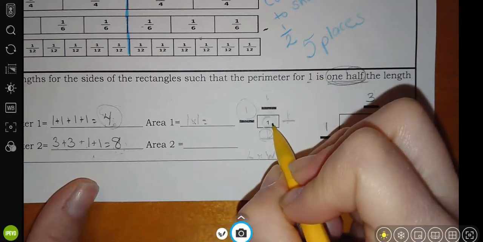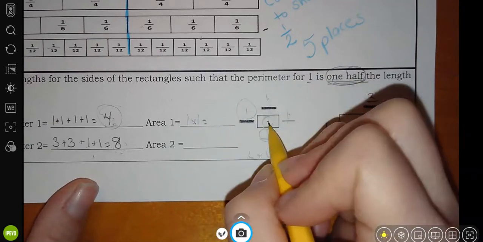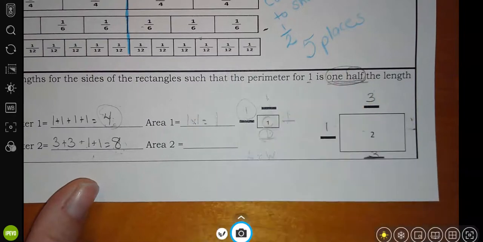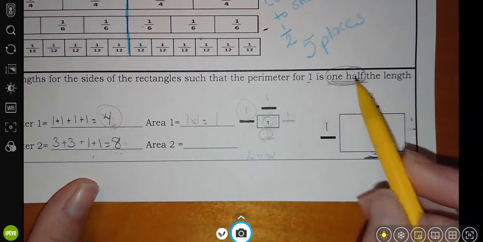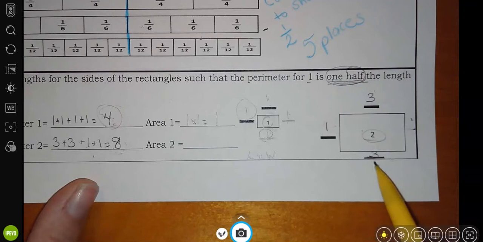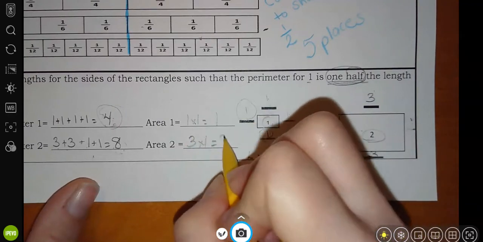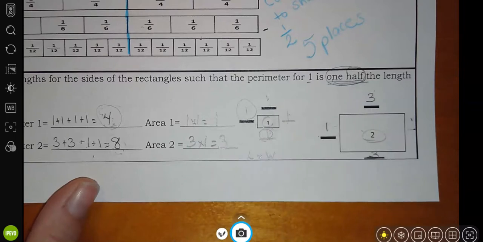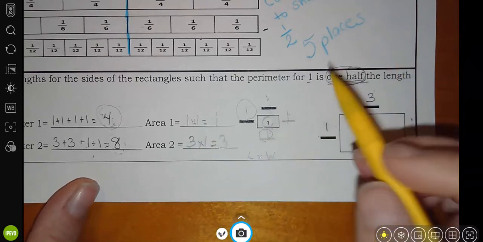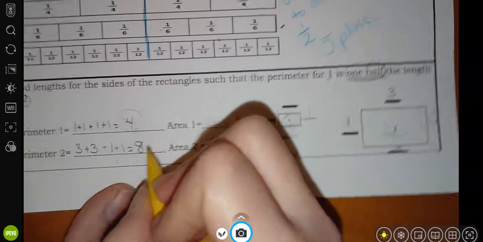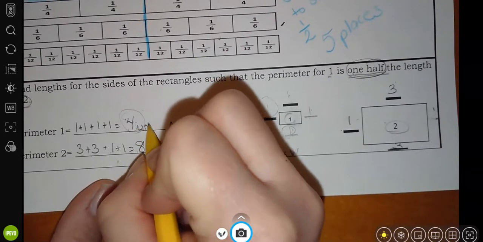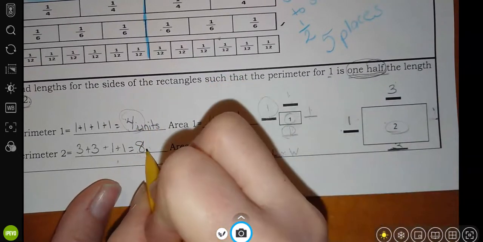So the area of rectangle number 1 equals 1. What is the area of rectangle number 2? Length times width. 3 times 1 is 3. Now, it does not tell me what these units are, so to label it, I'm just going to say units.